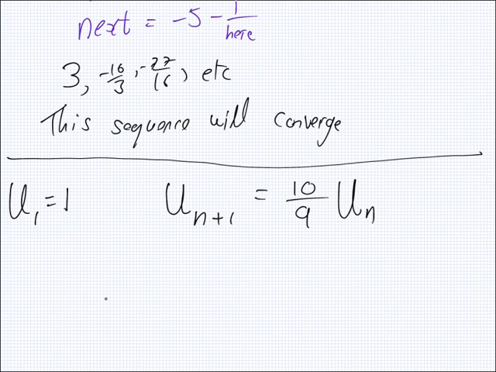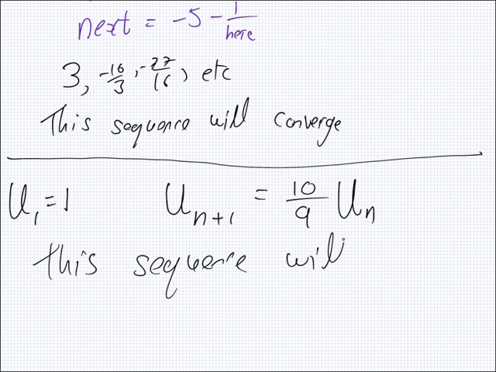Does anyone know the word that describes if it doesn't converge? The opposite here. Yeah. This sequence will diverge.